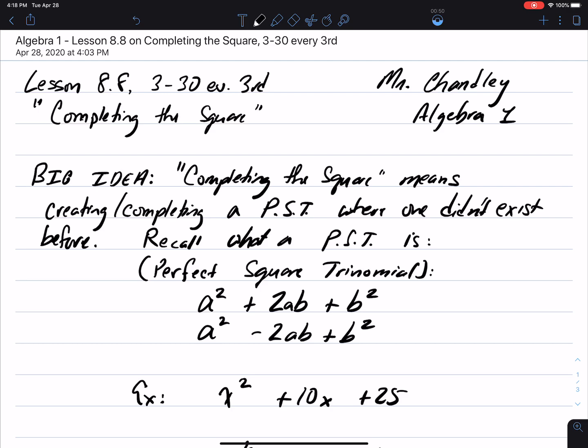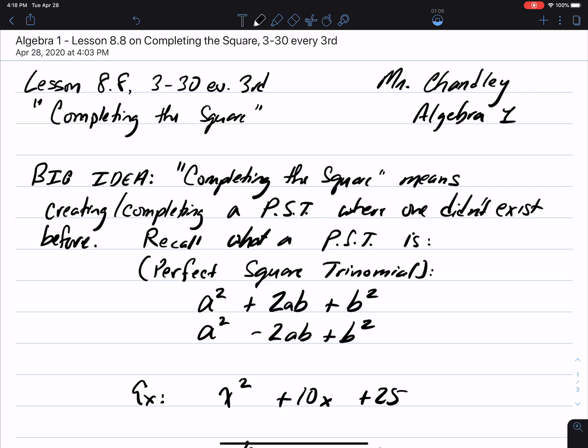What does completing the square mean? So what I've done here to begin this Notability document is I've already written out some stuff that encapsulates the main idea. I'm going to walk you through some of that and highlight a few things as we go.